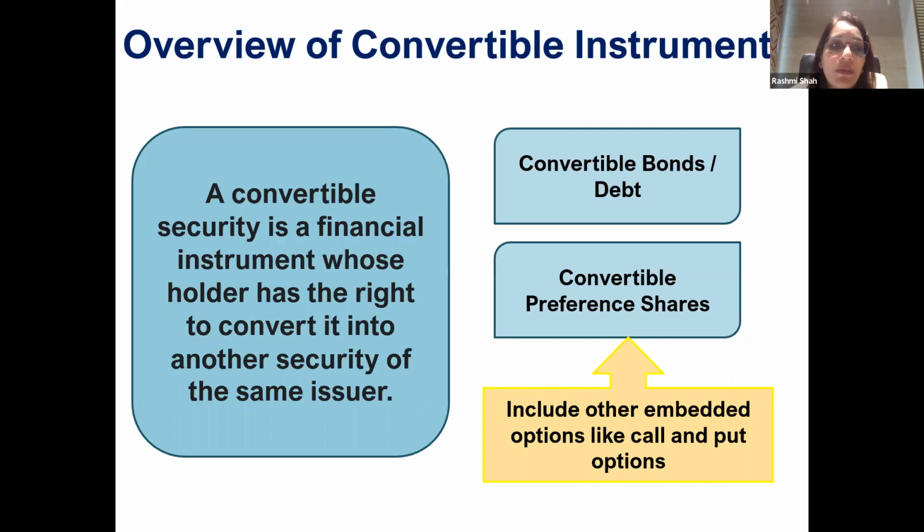Besides convertible bonds, there are convertible preference shares. Okay, they also include an option for the holder to convert the shares into a fixed number of equity shares at a predetermined date. And this again is based on the performance of the common stock. Okay, both of these instruments can have embedded options within them, which can give some more power and authority to the issuer or the bondholder.